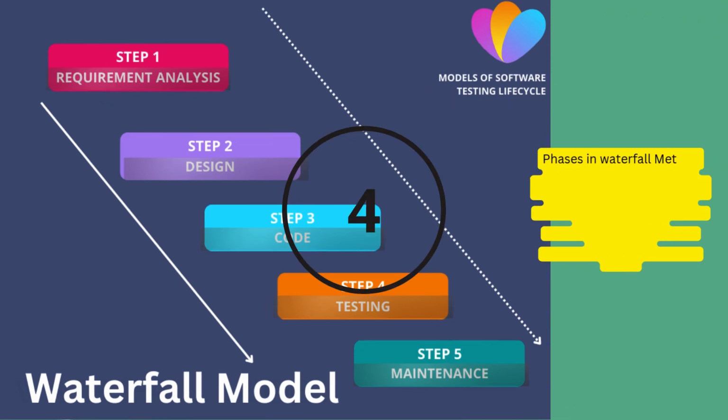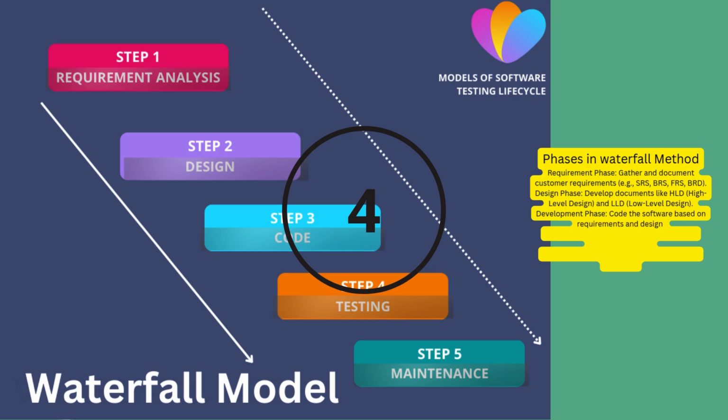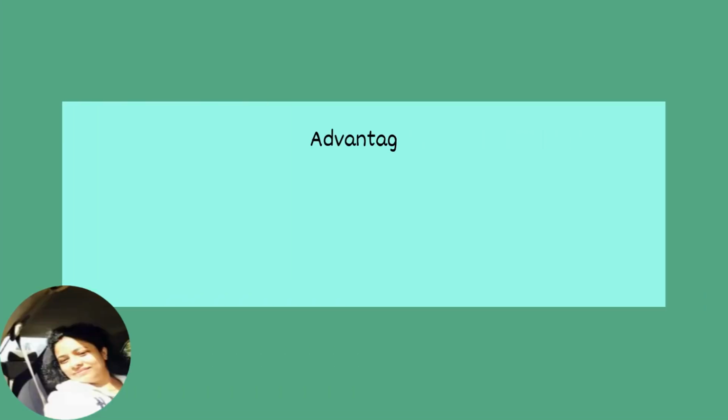Phases in waterfall method. Requirement phase. Gather and document customer requirements, for example, SRS, BRS, FRS, BRD. Design phase. Develop documents like HLD, high level design, and LLD, low level design. Development phase. Code the software based on requirements and design. Testing phase. Conduct functional and non functional testing. Maintenance phase. Deploy and maintain the software.